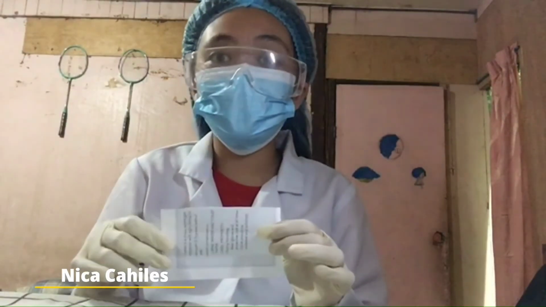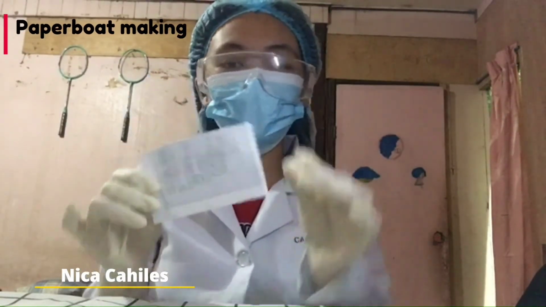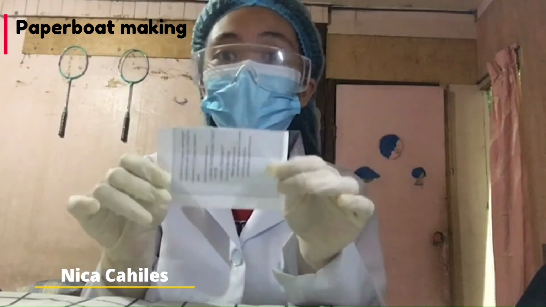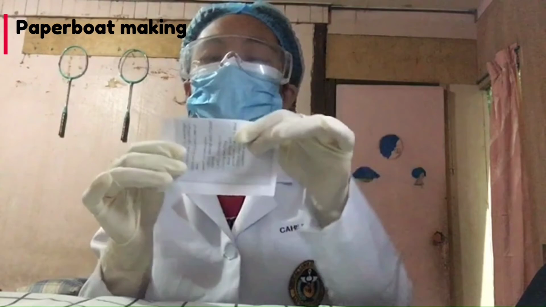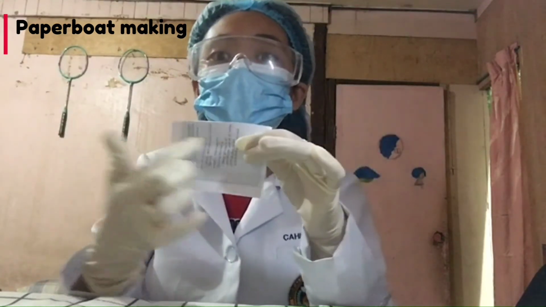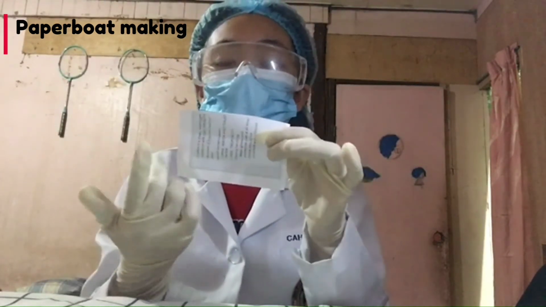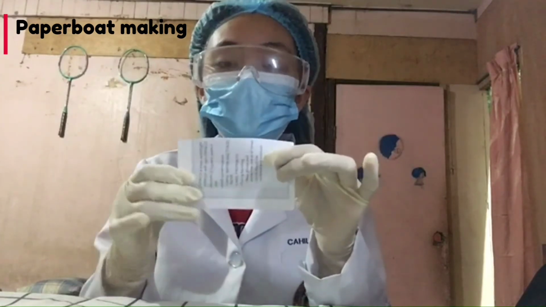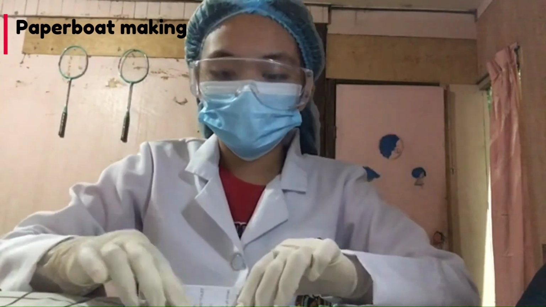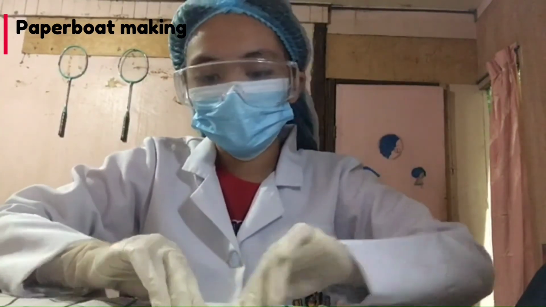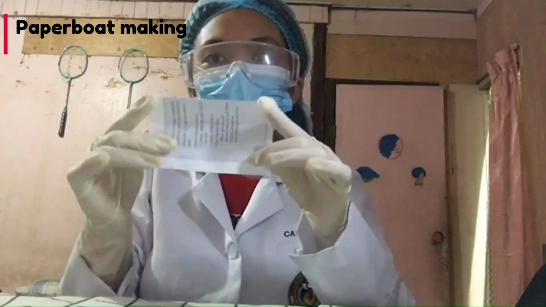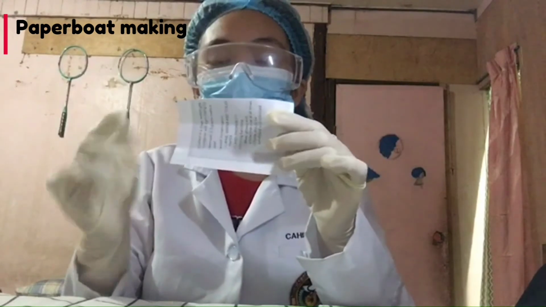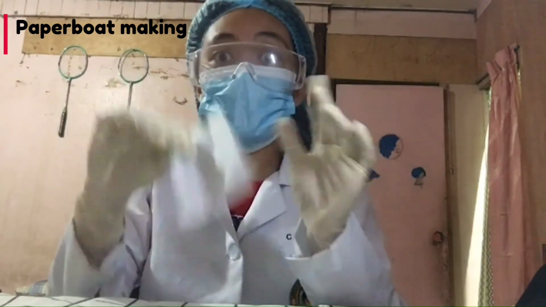Hello! Today we're gonna make a paper boat through this paper. First, we're gonna need a 1/8 length of paper, this one. And now we need to fold this horizontally 3 times and vertically 3 times in 3 equal parts. So we folded it horizontally in 3 equal parts. 1, 2, 3. Now vertically.